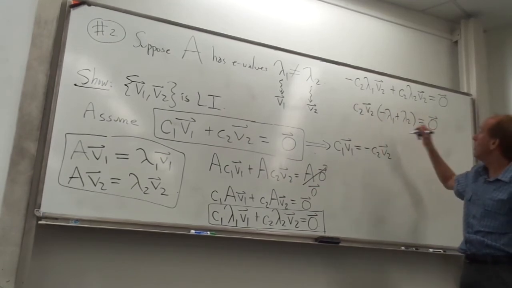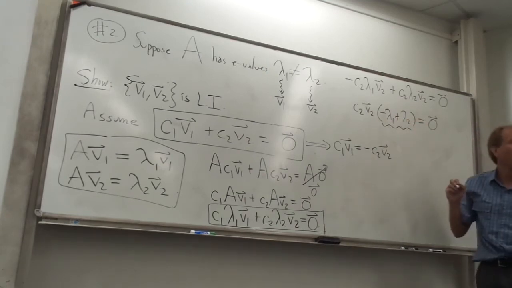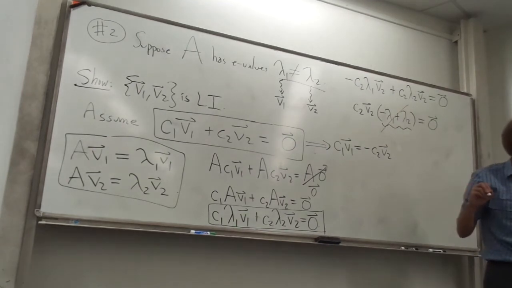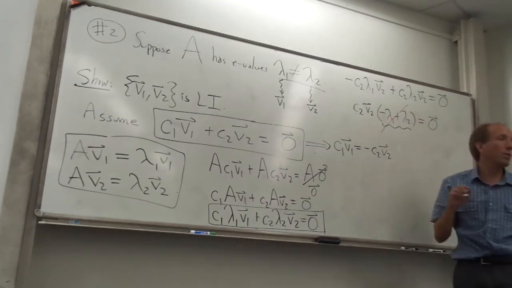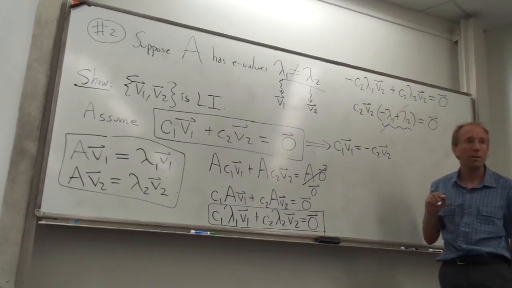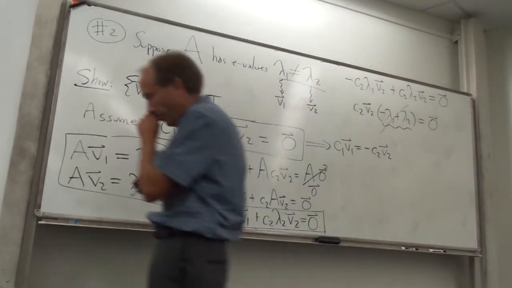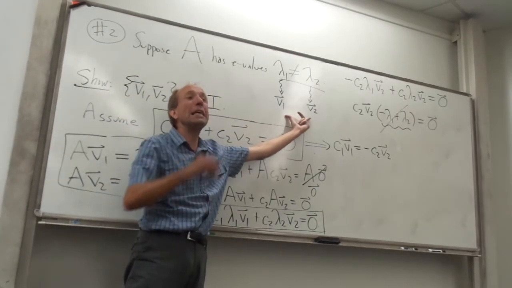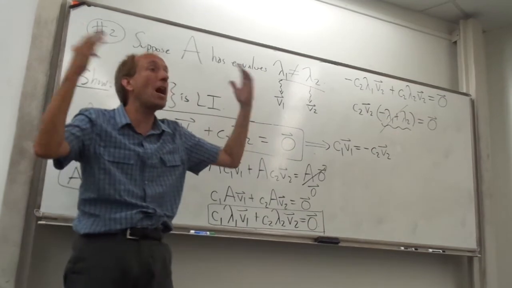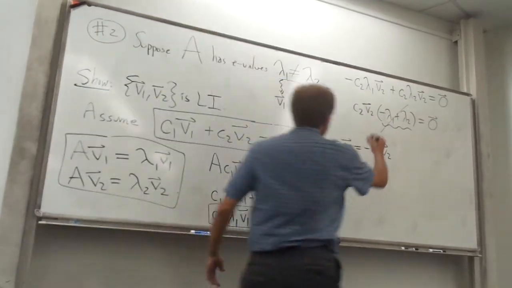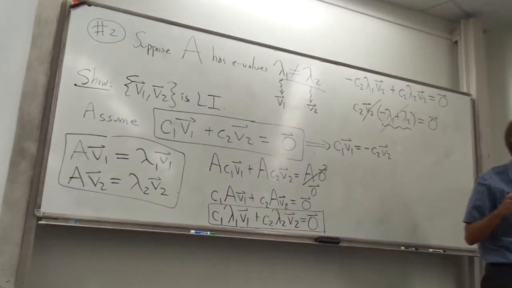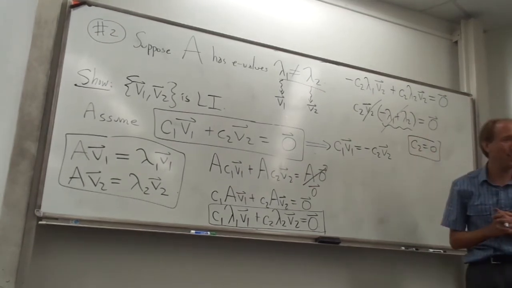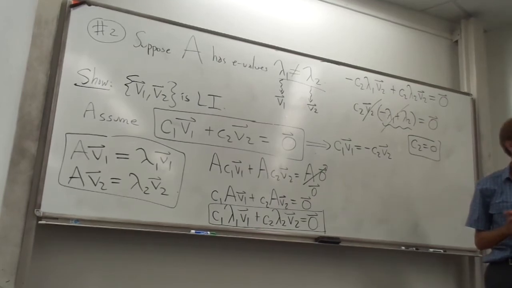Now, can this be 0? No, because we said they're not the same, right? So that one is not 0, for sure. Can the V2 be 0? No, because it's an eigenvector, right? Eigenvectors cannot be 0. So that's also not 0. So what are we going to have to conclude now? C2 has to be 0, doesn't it? C2 has to be 0. This is good. We wanted that.